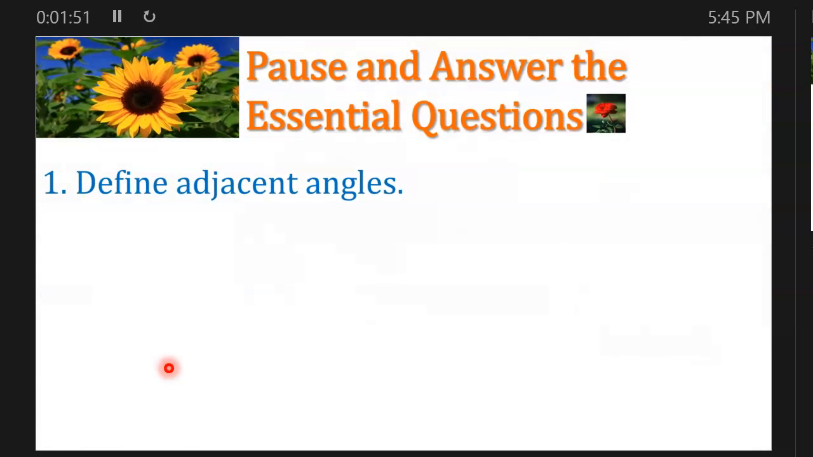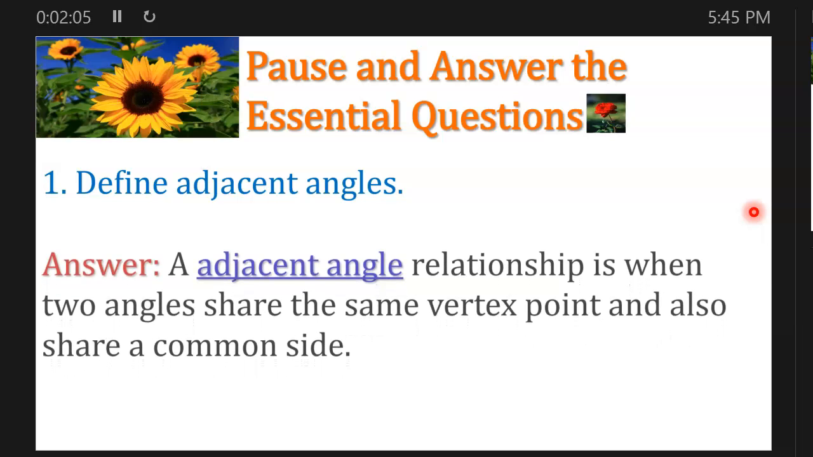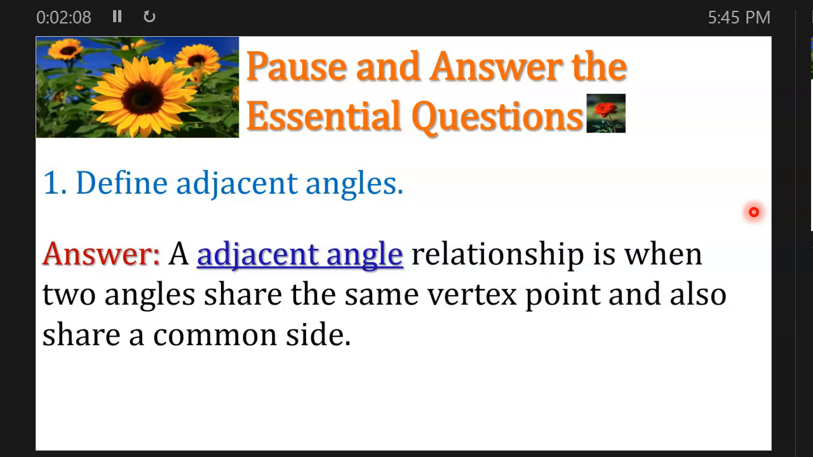Okay, great. So now let's pause and try to answer some of these essential questions. Can you describe or write down in your own words, what is an adjacent angle? An adjacent angle relationship is when two angles share the same vertex point and also share a common side. They're like neighbor angles.